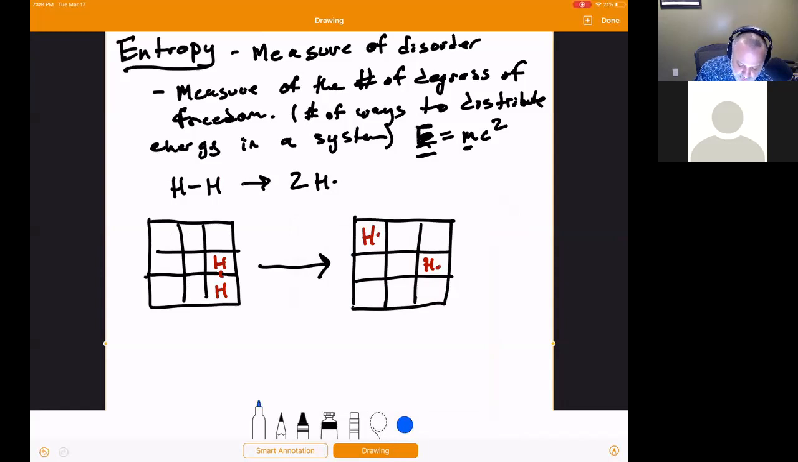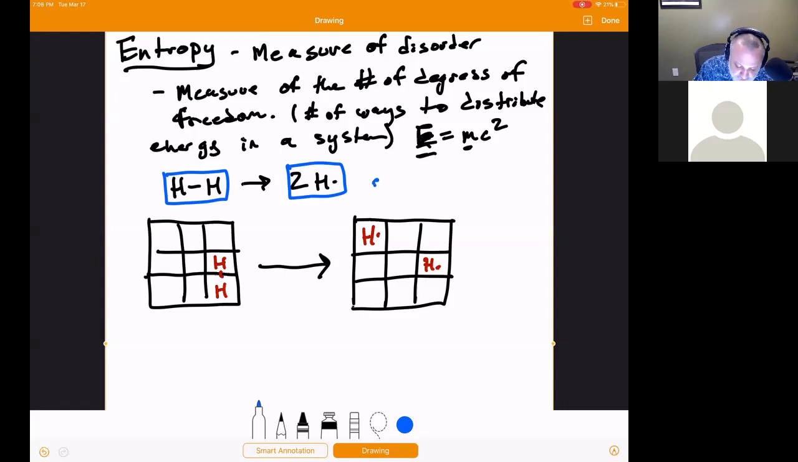So at the end of the day, the moral of this story, the take-home message, as it were, is that if you have a situation where you have one particle, even though it's 2 atoms bound together, it's considered one particle, and that one particle becomes 2 particles, this is a situation where entropy goes up.